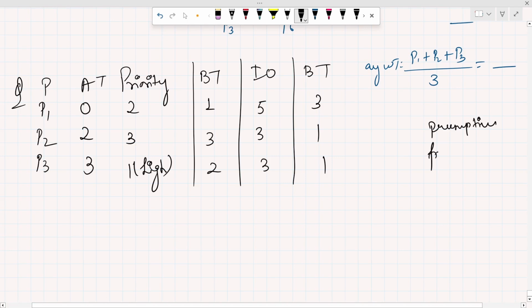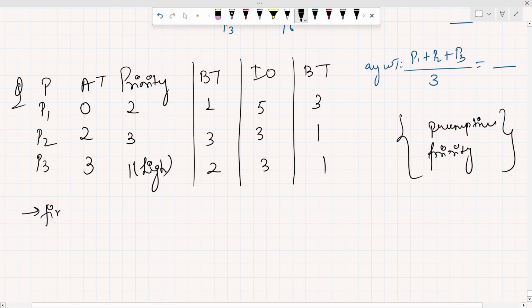Remember this thing, priority scheduling is of two types, non-preemptive and preemptive. It's preemptive, meaning if a highest priority process comes, then we have to select that process. Now you have to solve this question with the preemptive approach, and you need to find out the finish time of a process.